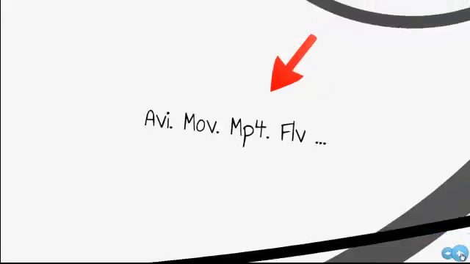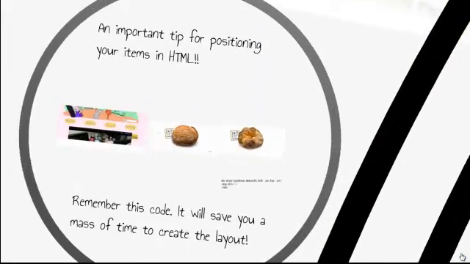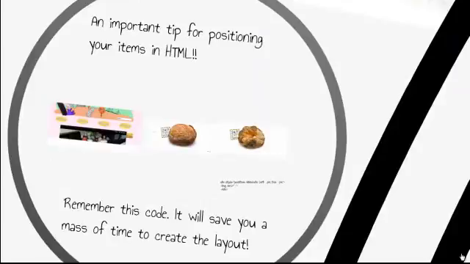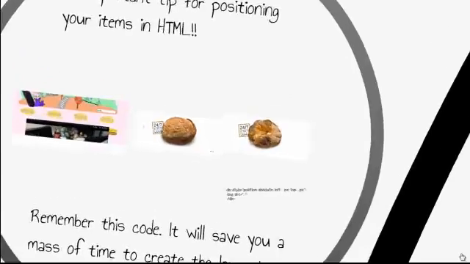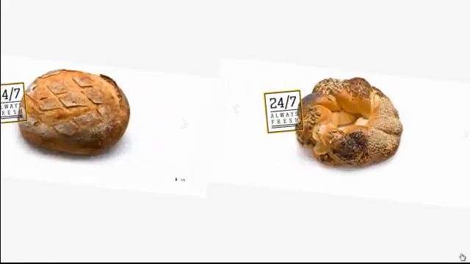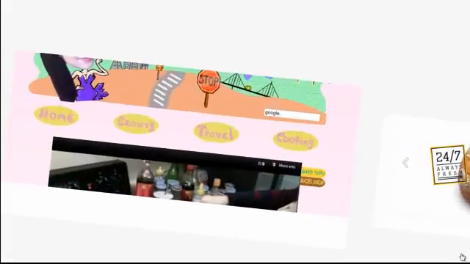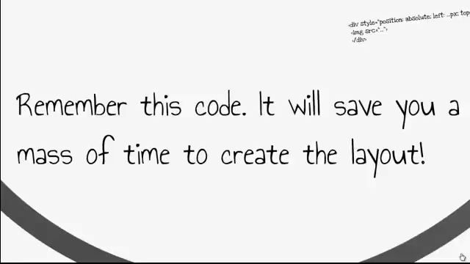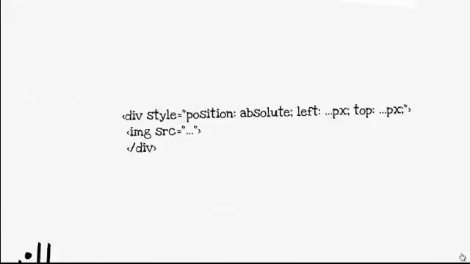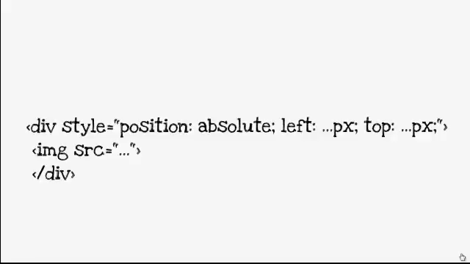Is that helpful? I have another bonus for you. This tip is for positioning your items in HTML. Many people doing HTML ask me how to position an item anywhere you want, just like this label on the bread. Or how to attach the tags onto a YouTube player. You better remember this code, and it will extremely save your time. Forget the annoying margin left, padding top commands. Just stylize your div to be position absolute and adjust the parameters to anywhere you want.